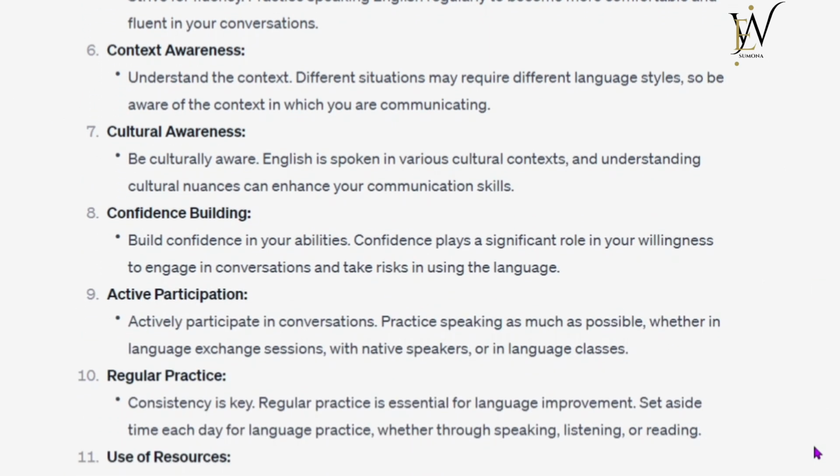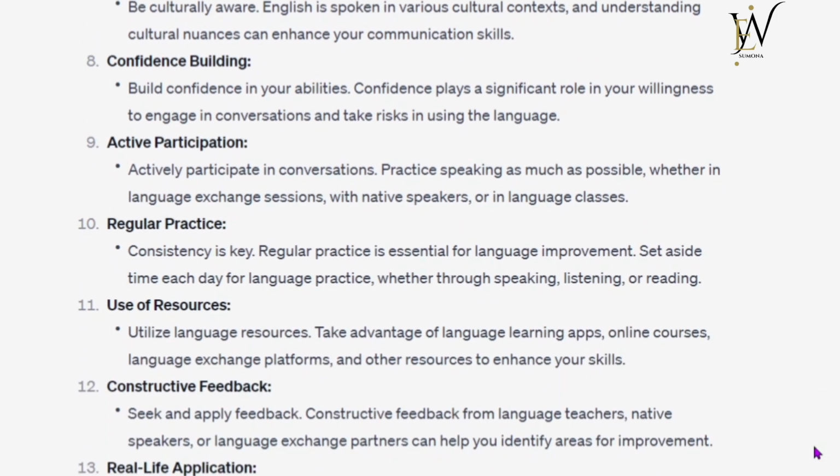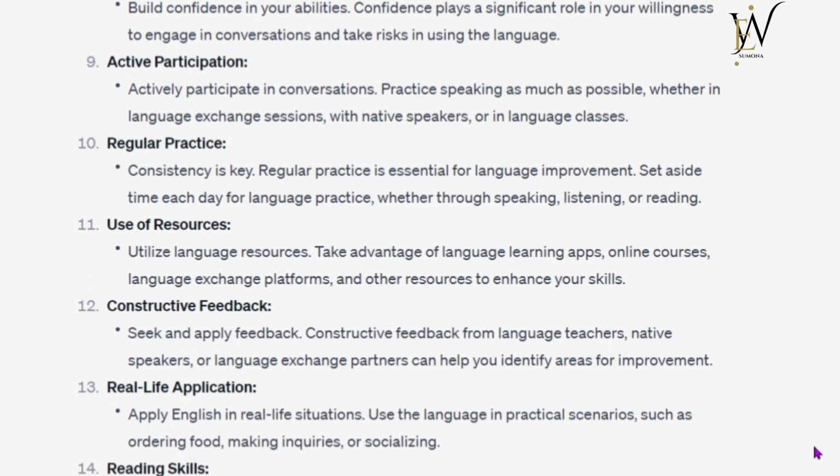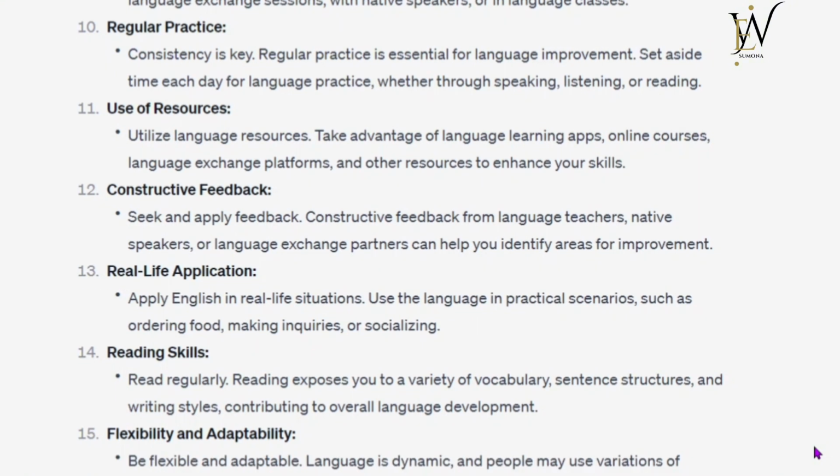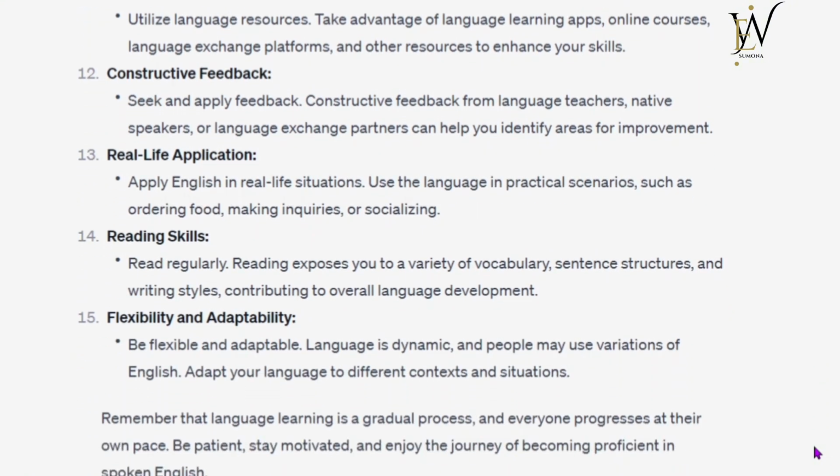Okay. Next, some important points, which are regular practice. Actually, I always say regular practice is important for any kind of new language. Then reading skills, it's also important. Then flexibility and adaptability, it depends on our culture, our global areas.